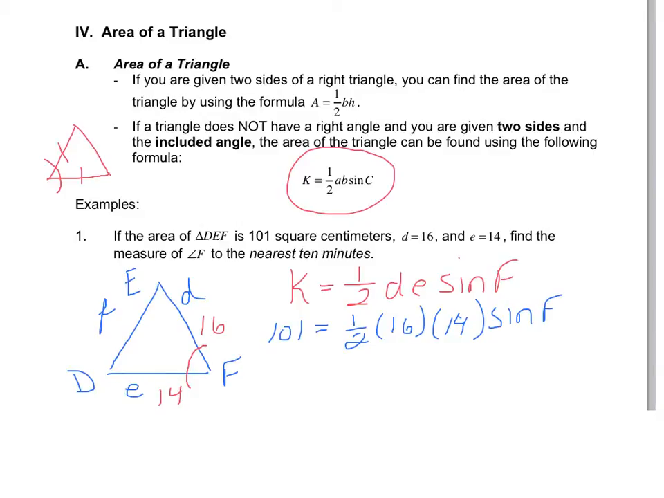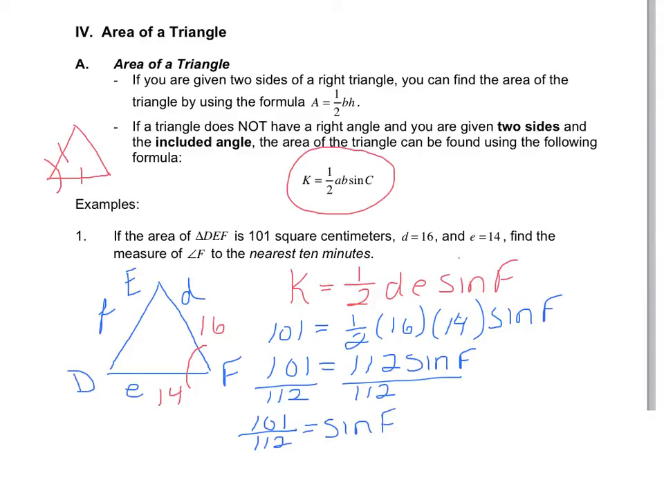Okay, so let's see what we've got here. 101 equals half of 16 times 14, which is 112, times sine of F. Divide each side by 112. I'm going to end up with a long decimal. Do math, fraction, enter. Okay, it stays as 101 over 112 equals sine of F. But I don't want sine of F.